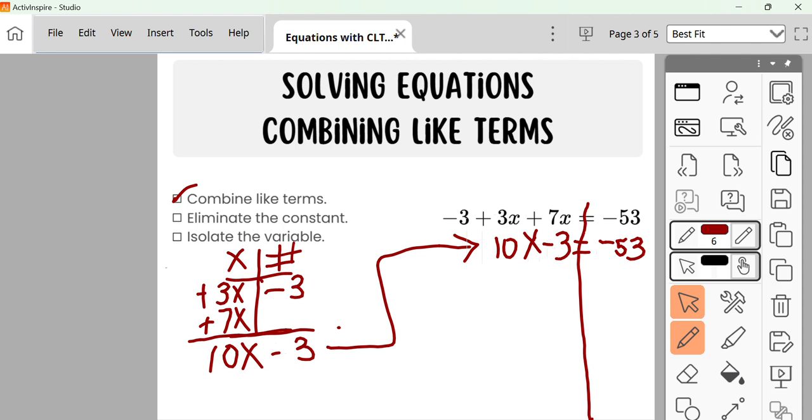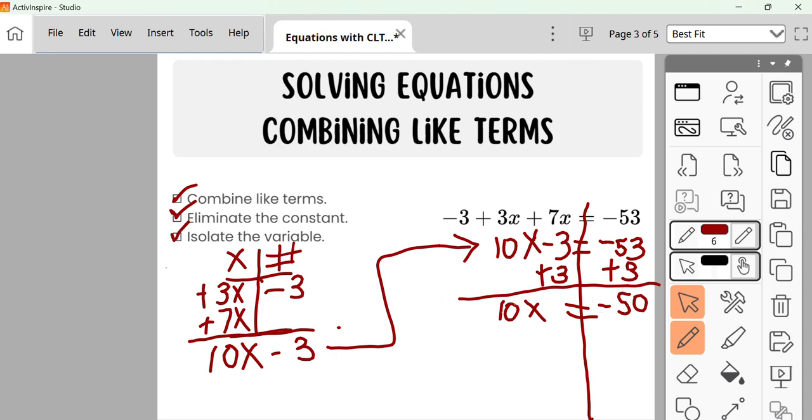Okay? Now, I'm going to look at this. We have to eliminate the constant, the number by itself. Well, the number by itself is a -3. So we're going to add 3 to each side to keep our equation balanced. Draw that line because I wrote something on each side. I'm going to bring down my 10x. -3 plus 3, inverse operations, gives you 0, equals -53 plus 3 gives you -50. Again, I encourage you to use Desmos as a check.